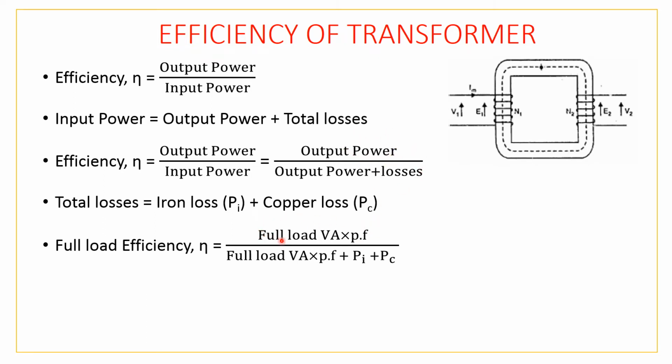Therefore output power is equal to full load VA into PF, that is power factor. So I am just replacing this with full load VA into PF by full load VA into PF plus, and what is this now, losses? I have two losses, that is Pi and Pc. Therefore Pi plus Pc. So I am just representing this equation by substituting the power and losses. So I got full load efficiency, that is equal to full load VA into power factor by full load VA into power factor plus Pi plus Pc.